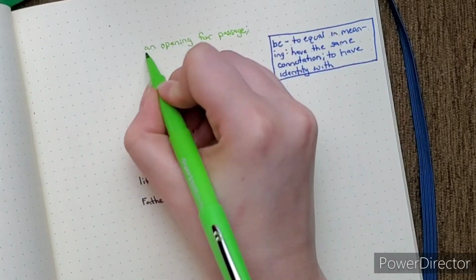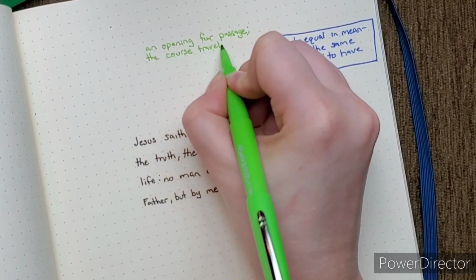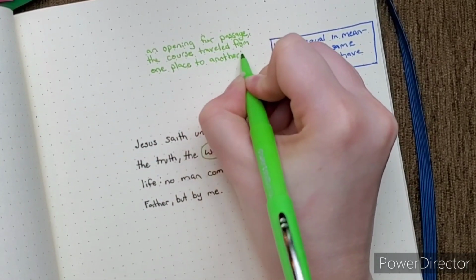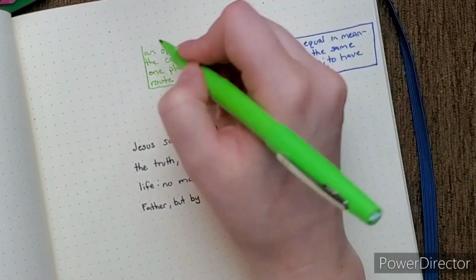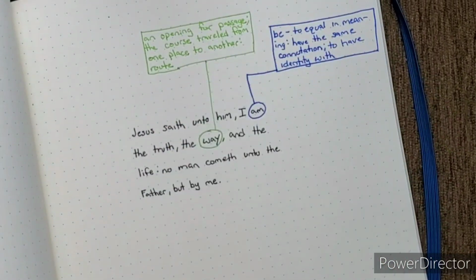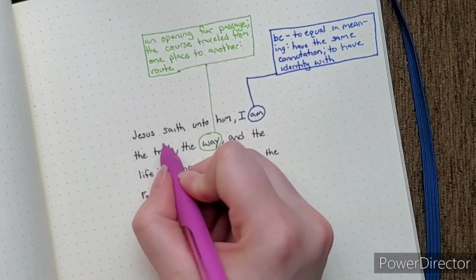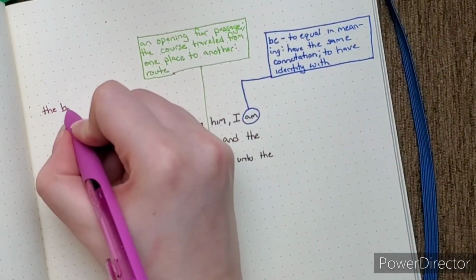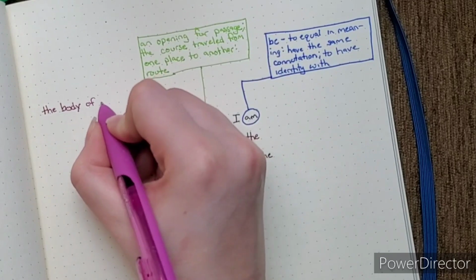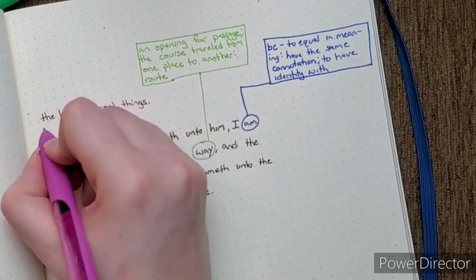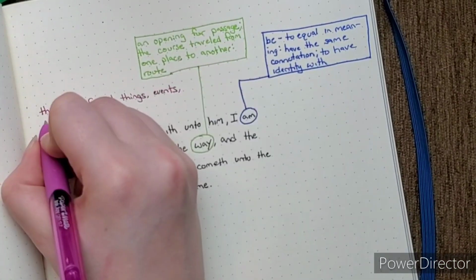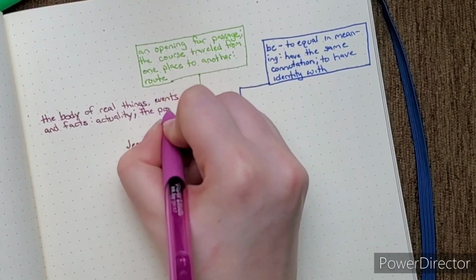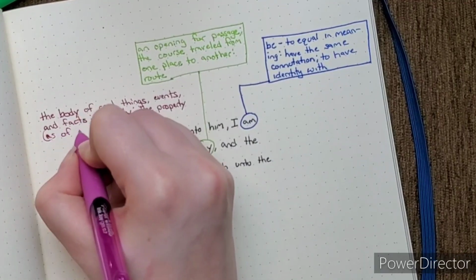Way is an opening for passage, the course traveled from one place to another, or route. Truth is the body of real things, events, facts, actuality, the property of a statement being in accord with fact or reality. Life is spiritual existence, transcending physical death, spiritual life, or eternal life. Cometh is to move towards something, to approach, and approach is to draw closer to, near.